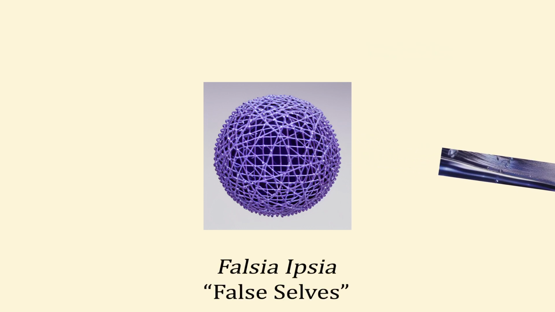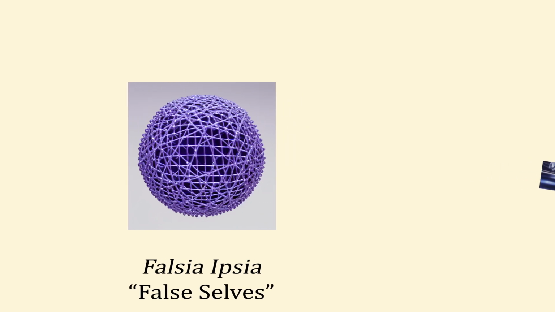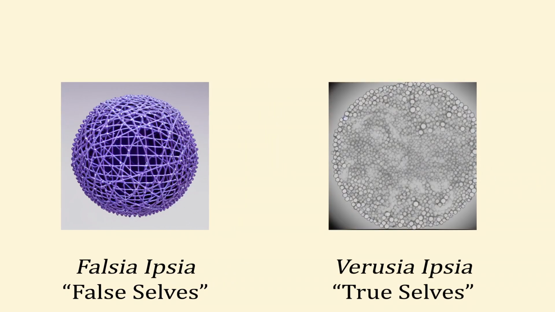The name of the other root category of simple heterotrophic prokaryotes are virusia ipsia, or true selves. Their membrane demarcates the boundary between a self and an external environment. V ipsia membranes are composed of a mix of phospholipids and proteins. From now on, ipsia refers to members of virusia ipsia, singular being ipsum.